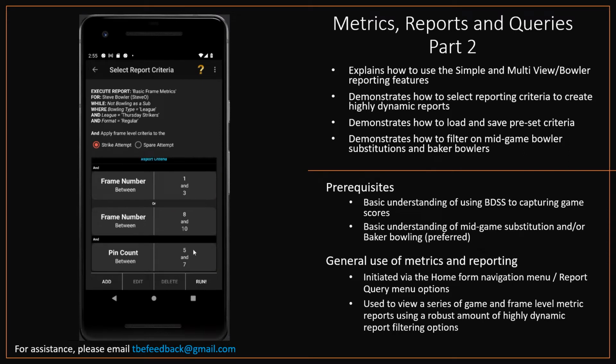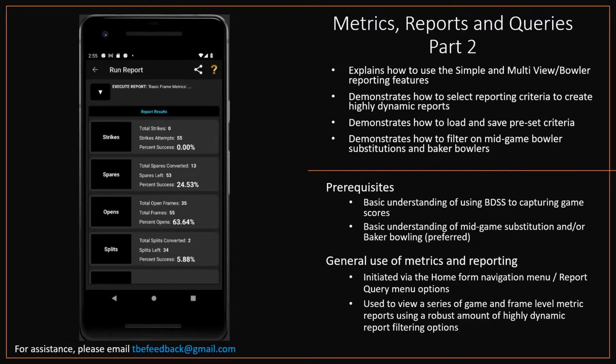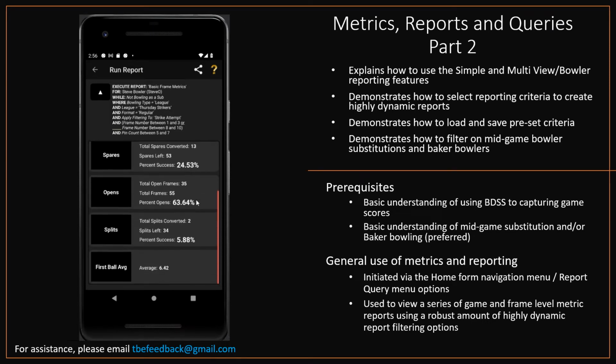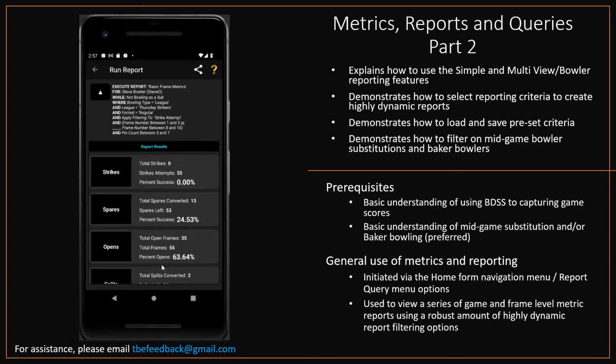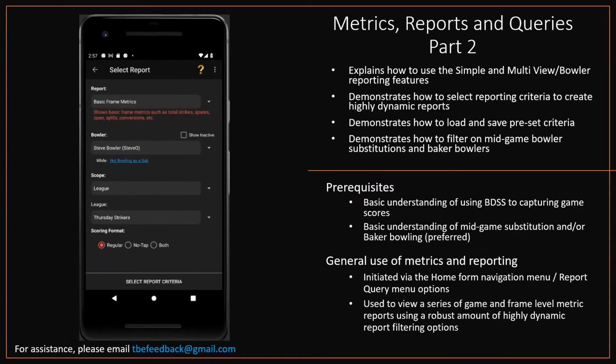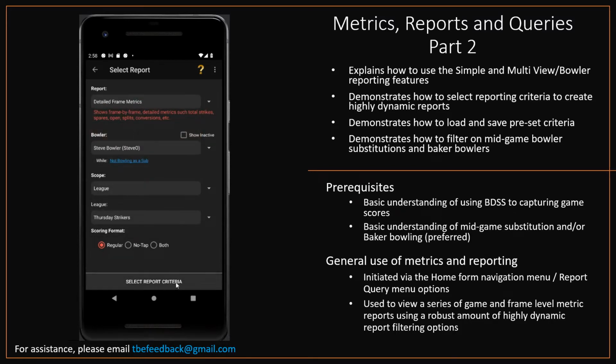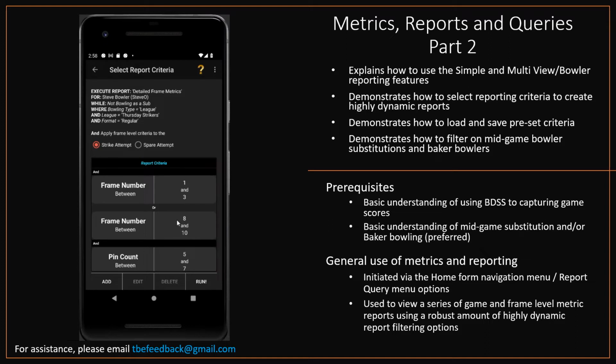Yes, it's a strange combination to ask for, but you get the feel for the infinite amount of ways to perform filtering. And if you click run, you'll see the report using the new criteria. And then the basic frame metrics report. Now let's go back and look at some other reports. And let's take a look at the detailed frame metrics report. Click select report criteria. And for the sake of showing you some good numbers, I'm going to delete the criteria we previously selected.